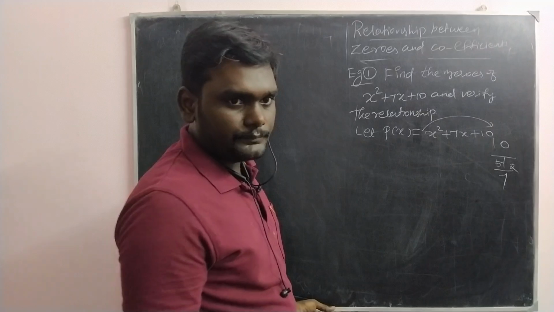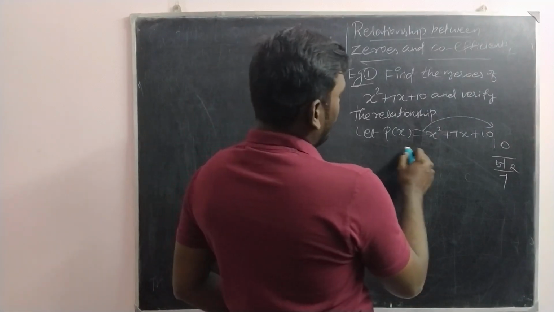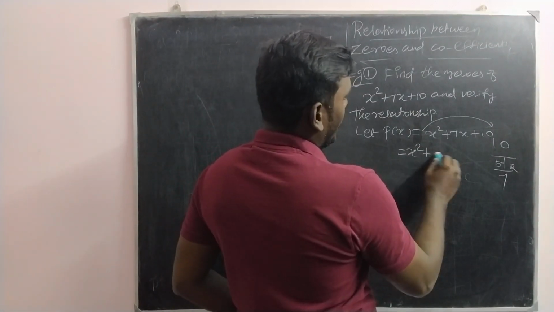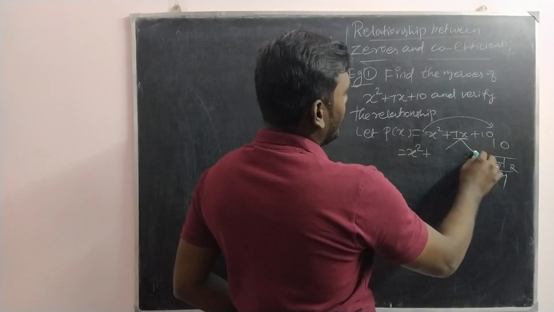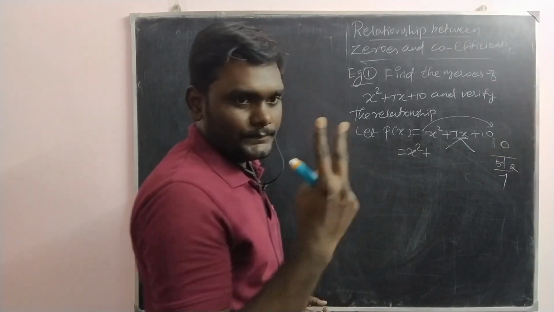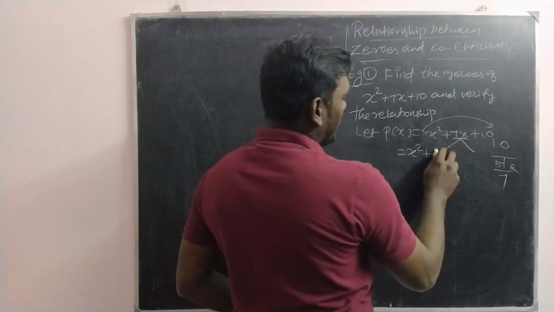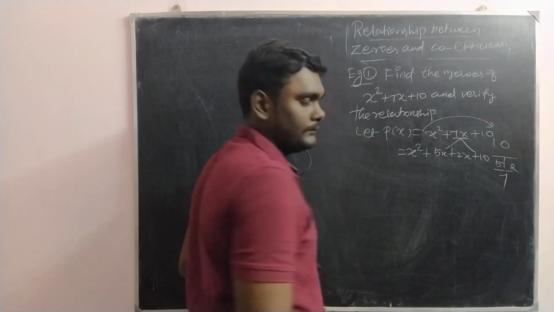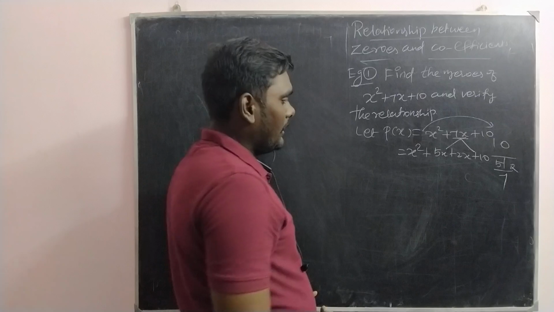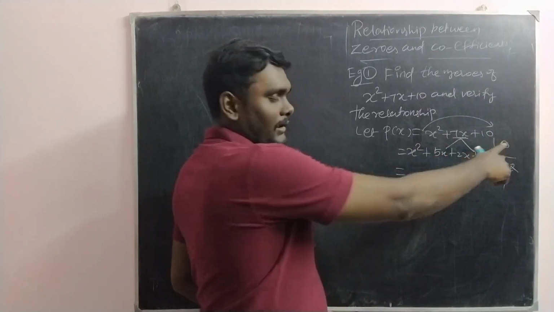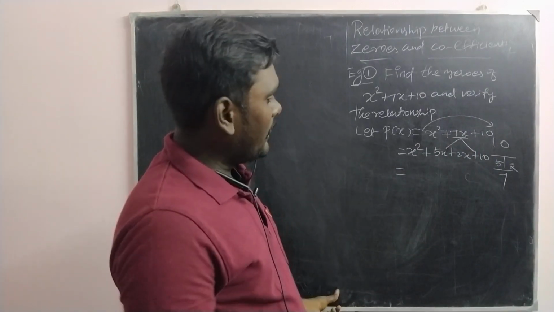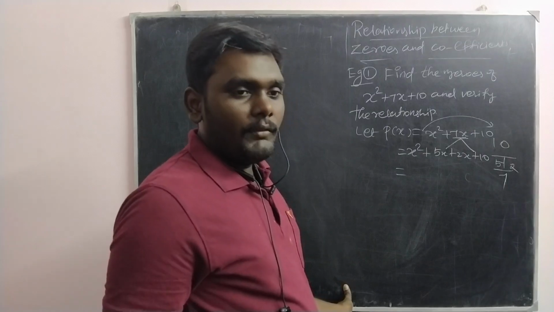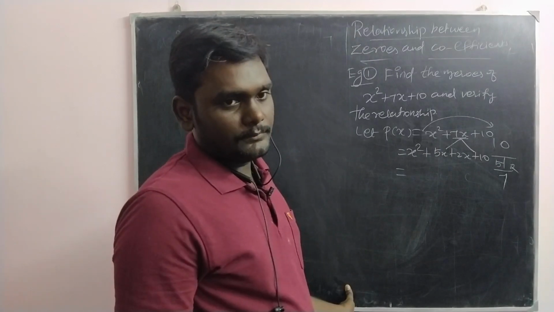Both are positive. So we can write x square plus this 7x, which we are going to split into two parts, 5x plus 2x, plus 10. Got it? Initially 3 terms were there. Now we have 4 terms. We will group them into two terms.